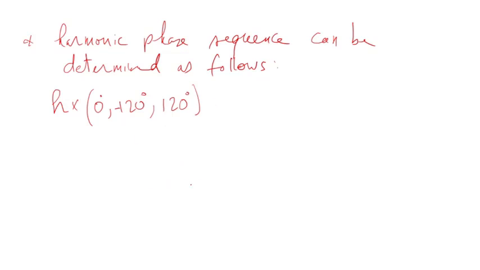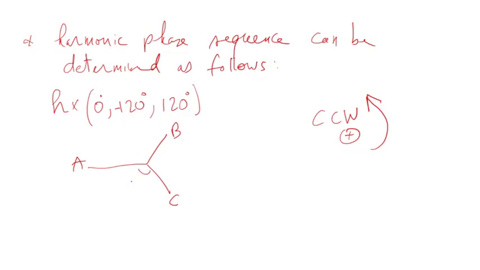So if we assume counterclockwise positive rotation, which is typically what is considered, if you have A phase, then you will have B phase here, and you will have C phase, and they're separated by 120 degrees. So as they rotate, if you have a person stationary here, and they are looking, as phase A rotates, then B will follow it, then C will follow it.